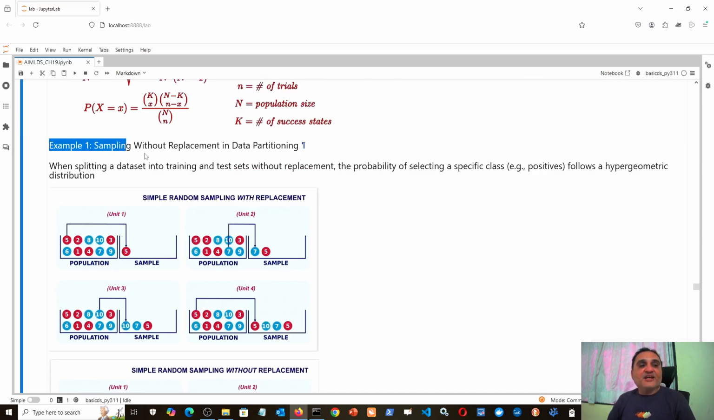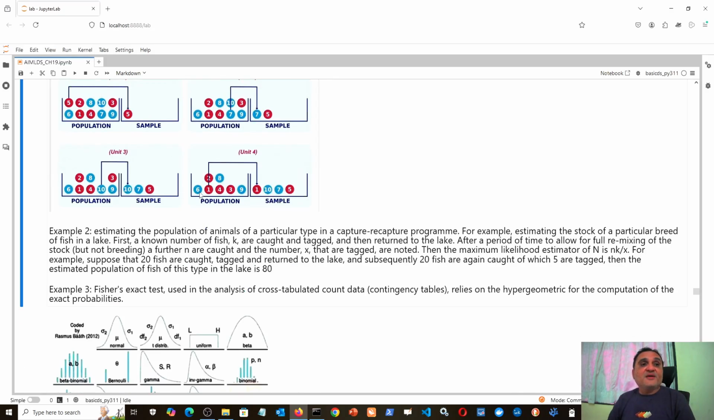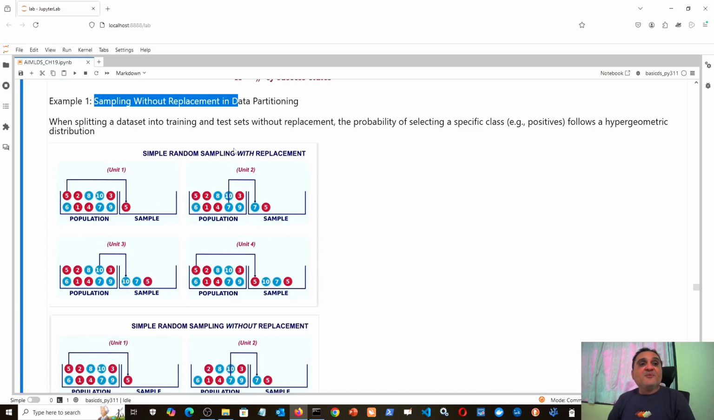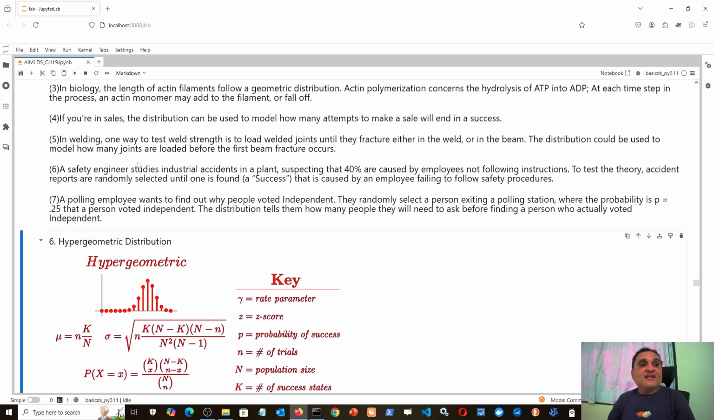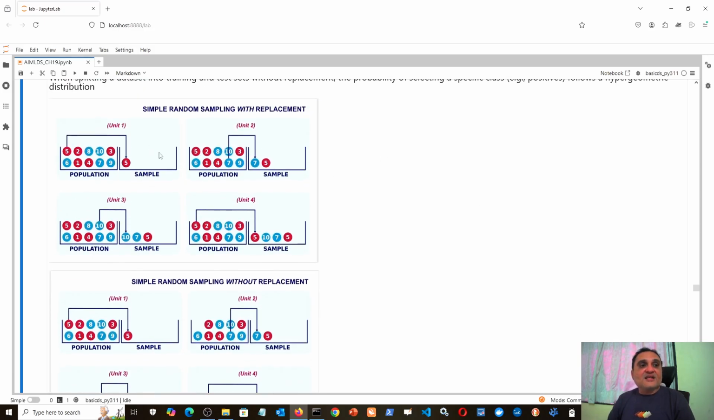Now, what is the use of this hypergeometric distribution? This use is important, so please pay attention. I am going slowly here because sampling without replacement and sampling with replacement are both very, very important concepts. We want to talk about sampling without replacement because that is the example of the hypergeometric distribution, but we cannot directly go to sampling without replacement. So we are first discussing sampling with replacement.